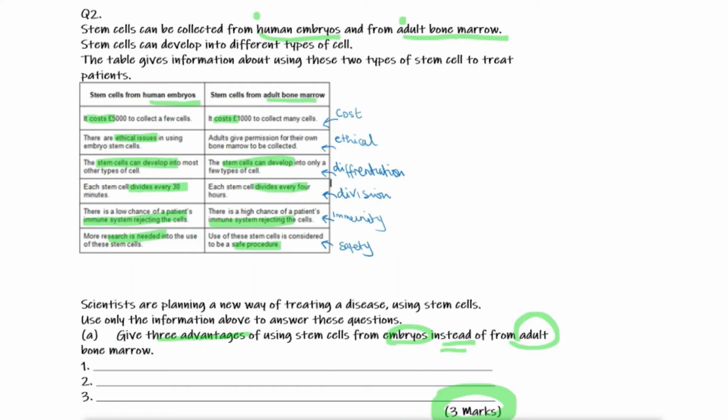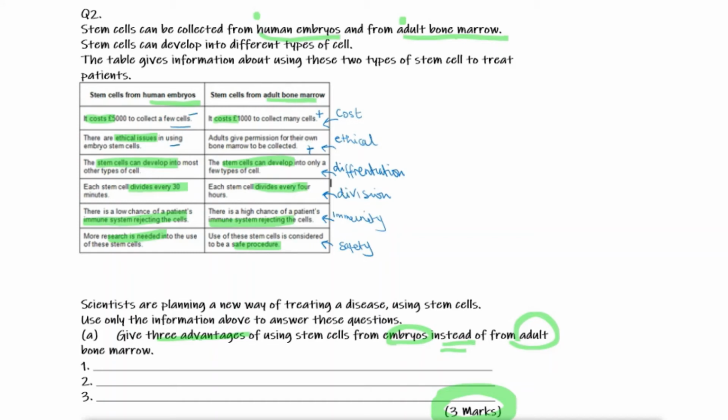Looking at this information further, we can identify these points as positives or negatives. So here, for the human embryo, it costs £5,000 only for a few eggs, but £1,000 for many eggs. So this one is much cheaper, so it's a positive point. There are ethical issues in using embryo stem cells for a human embryo, so that's a negative point. And adults give permission for their own bone marrow to be collected, so that's a positive point for the adult bone marrow.